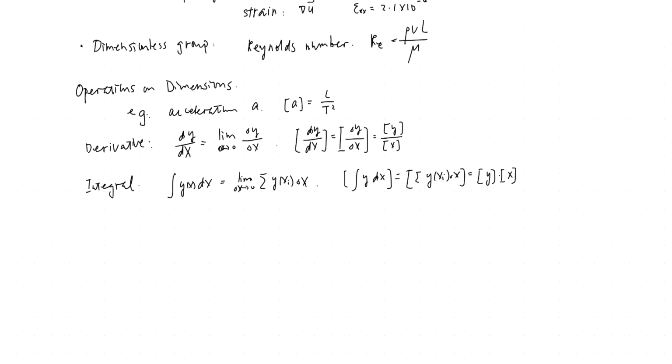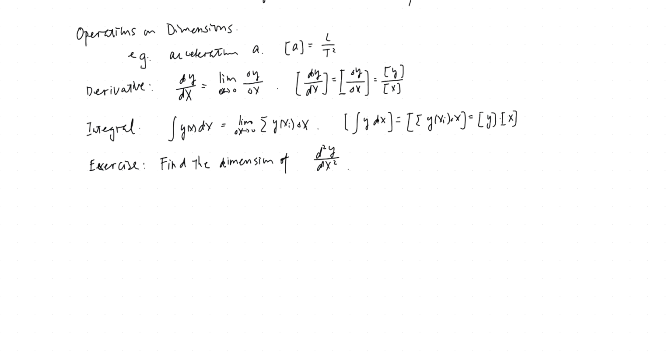Now as an exercise, or as a homework exercise, find the dimension of d squared y over dx squared. A hint is you're going to use the definition of the second order derivative, which is that you take the derivative of the first order derivative, and then you go from the definition. You will be able to find the dimension of this.